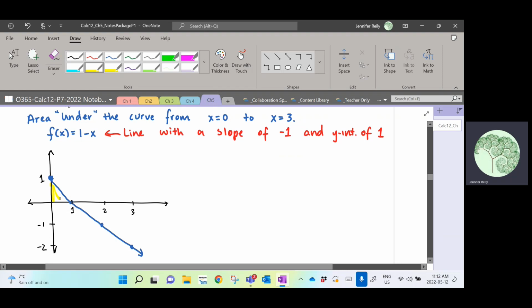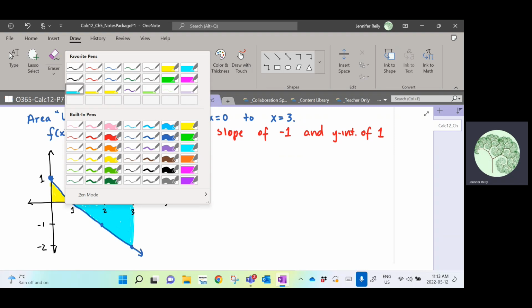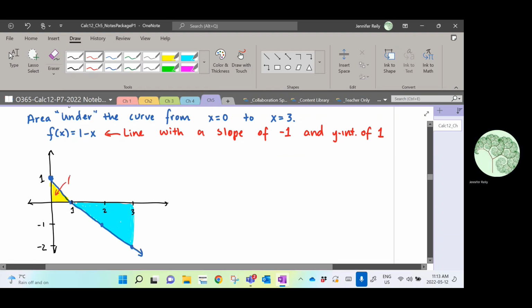So I'm going to highlight the part that's positive. This part here is going to be positive, and then this part here between the curve and the x-axis is going to be negative. So we can see once we add these two together, the final answer we're expecting should be negative, since the blue part is a lot larger, so it'll have a bigger area than the yellow part. So I'll call this area A and area B.